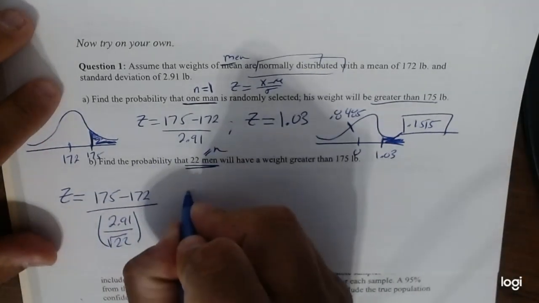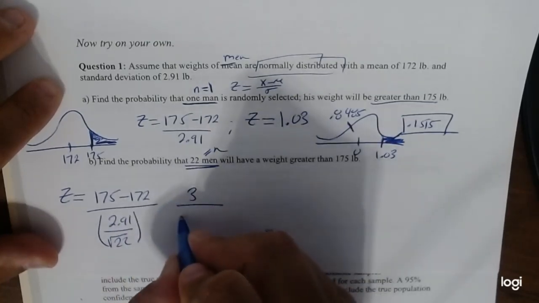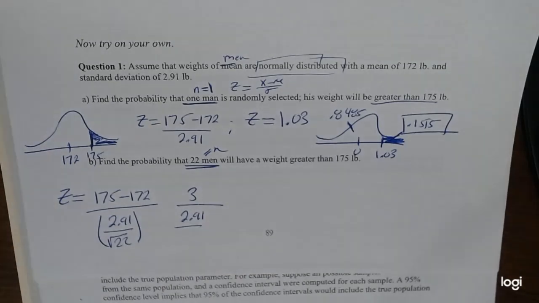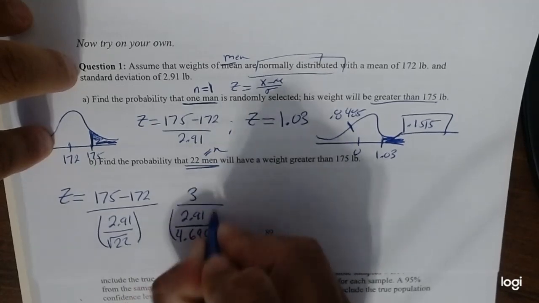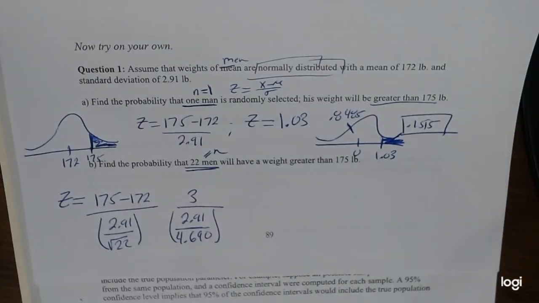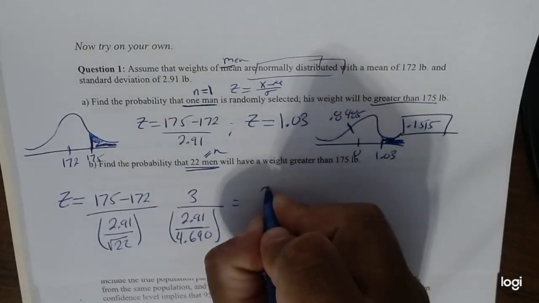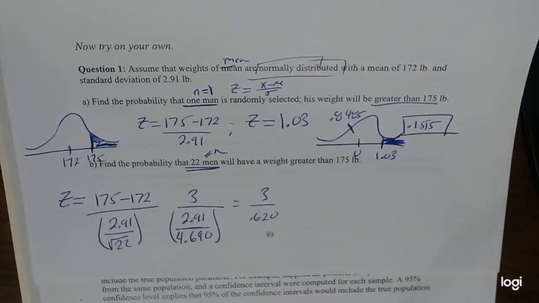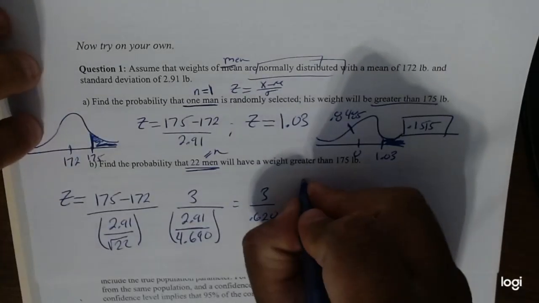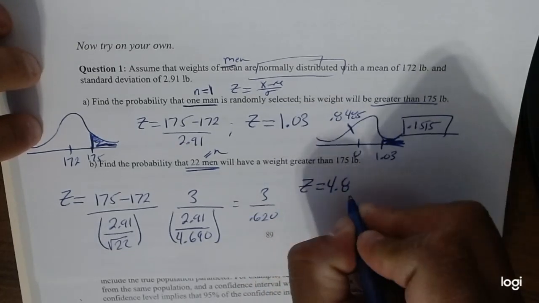So if we follow the example we did above, 175 minus 172 is 3. And now we have to do this portion. The square root of 22 is not a nice number, so let's round it to 3 decimal places: 4.690. So now we divide those. So this is 3 over 0.620, which gives us a z-score of 4.84.